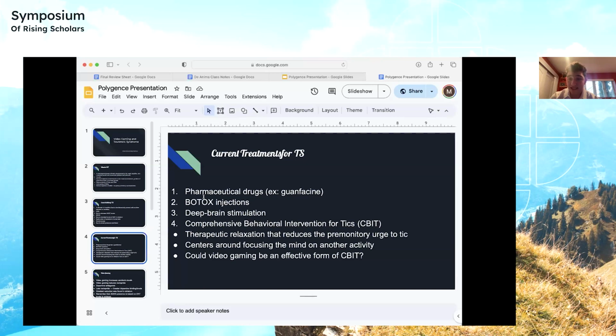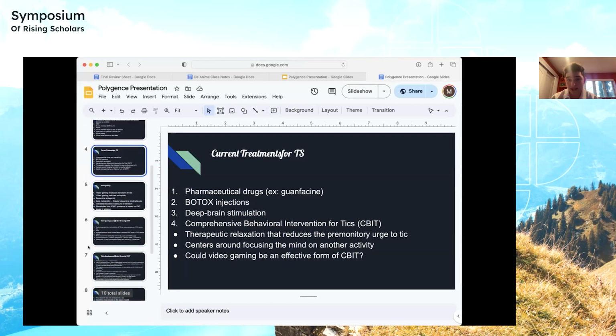Comprehensive behavioral intervention for tics is a new avenue that's based on a psychological approach to reducing the premonitory urge to tic. It basically focuses on focusing the mind on something else to get it away from wanting to tic. And my project asks, can video gaming be an effective form of this treatment, CBIT?